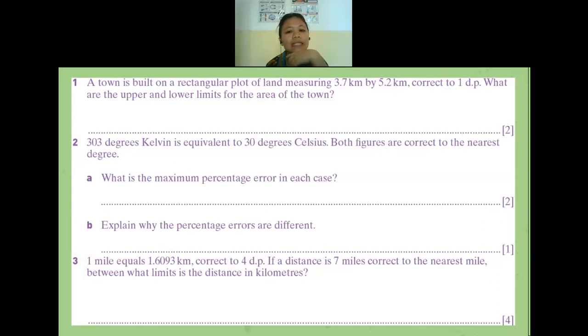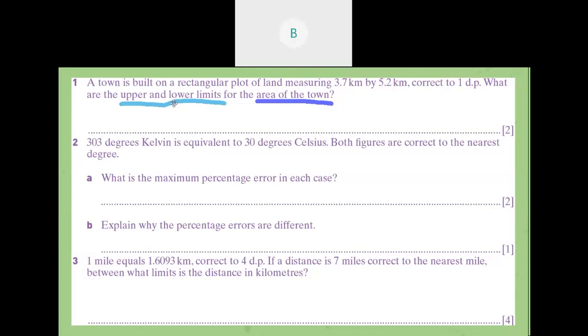So what do I have to do first for question one? I have a rectangular plot that is 3.7 kilometer by 5.2 kilometer, correct to one decimal place, and now we need to find the upper and lower limit of the area. So what do we have to do first to answer this question? Find the upper bound and lower bound. Of which one?